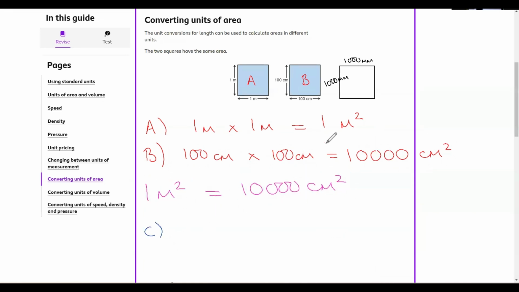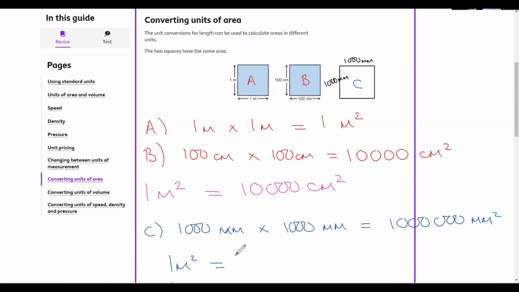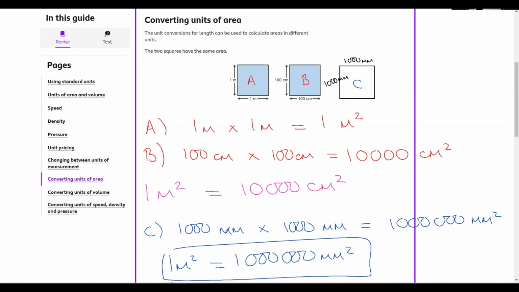let's call it C, 1,000 millimeters times 1,000 millimeters gives us, what's that? 1 million. So you can see 1 times 1 is the 1, and then 6 zeros. And then again, because we've got millimeters times millimeters, we've got millimeters squared. So you can now say that 1 meter squared is equal to 1,000,000 millimeters squared. Okay, so these are the square unit conversions here.